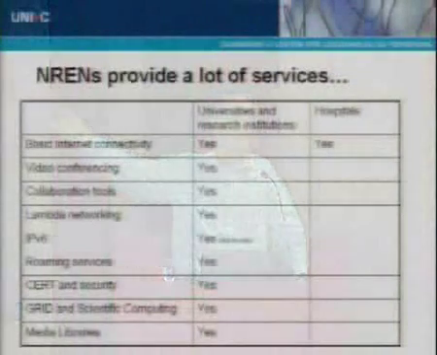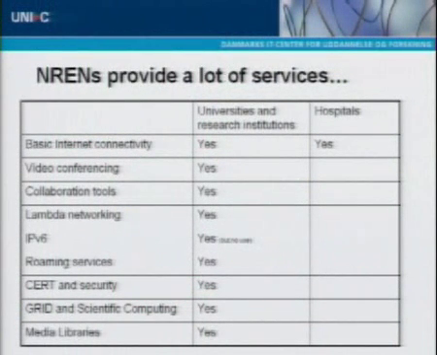Then, a few years ago, we at UniC were led to think about what we are really for. Healthcare, is that important to us? Health research, is that important to us? Yes, it is, but what are we providing to those people? Nothing really. If basic internet connectivity, of course we provide that to hospitals, especially university hospitals, no problem. But what about all the other nice stuff?